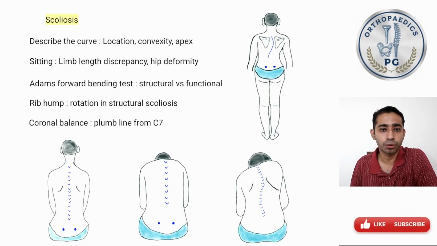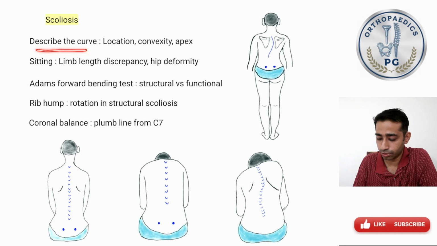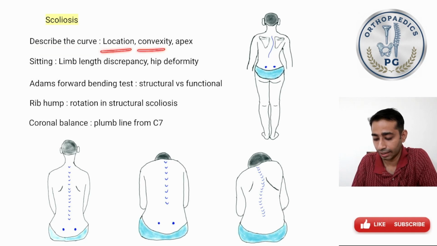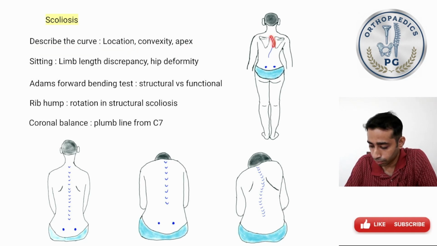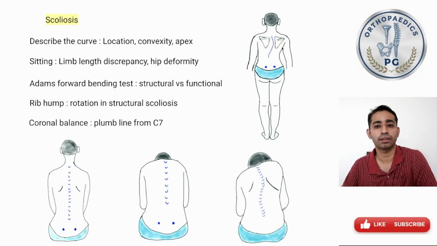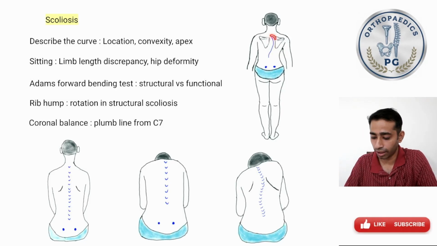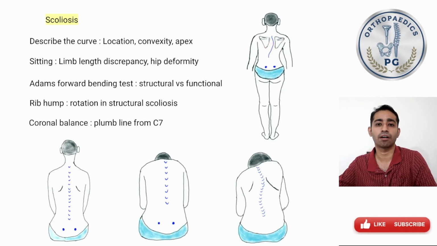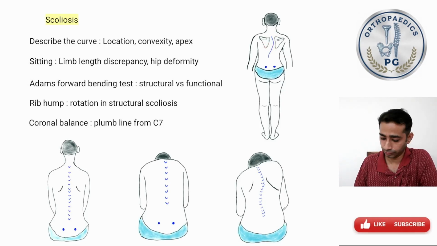If there is any scoliosis, you have to describe the scoliosis. Describe the curve based on the location, convexity, and the apex. So you describe in which location the curve is, which side the convexity is, and where is the apex. So curves are described based on the location of the convexity. So if the convexity is towards the right side, it is a right-sided curve. In the thorax, it is a thoracic curve. Based on the apex, which is the vertebra which is farthest away from the center. Then you see the patient in a sitting position.